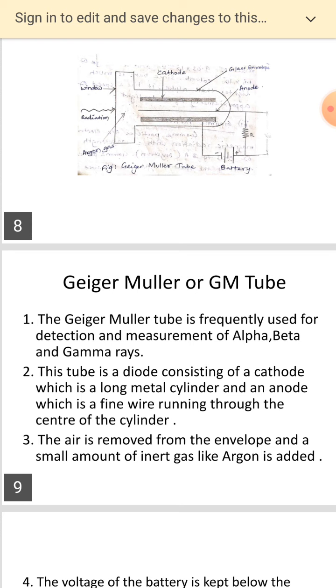If radiation penetrates through the window and enters the envelope, it will ionize some of the gas atoms. The resulting negative ions go towards the anode and positive ions towards the cathode. In their travel, the ions collide with other atoms, causing them to ionize. This continues till the whole of the gas atoms are ionized. This causes current flow through the resistance R and results in an output voltage proportional to the intensity of the radiation.